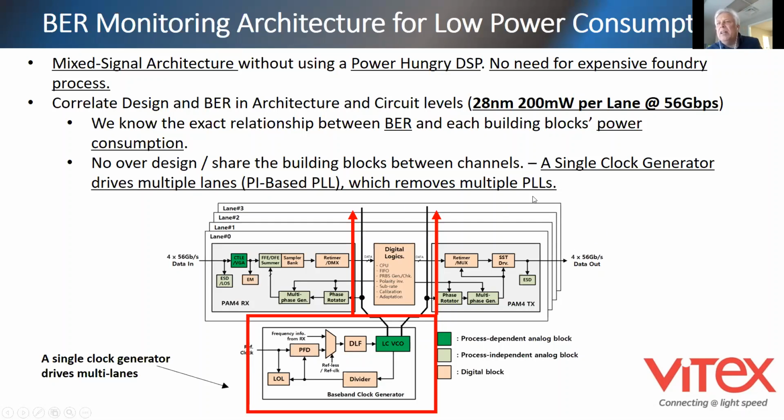There's kind of a block diagram here. I'll give you a second to take a look at that, but you can see that there's that single CDR with the multiple lanes, and that's the 200 gig product that we're showing there.